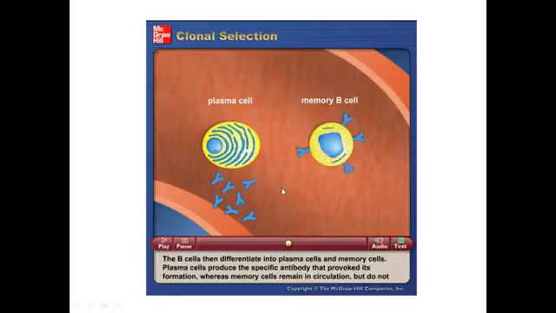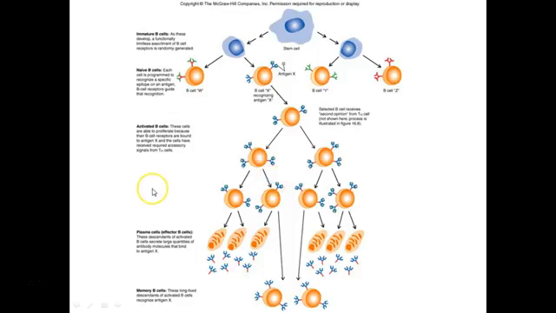So each time, this is just schematically, all together in one diagram. One of them is selected that recognizes the antigen. They're going to proliferate, and then they're going to differentiate. So we're going to get some plasma cells that are actually going to secrete antibodies, and then we're also going to get memory cells.